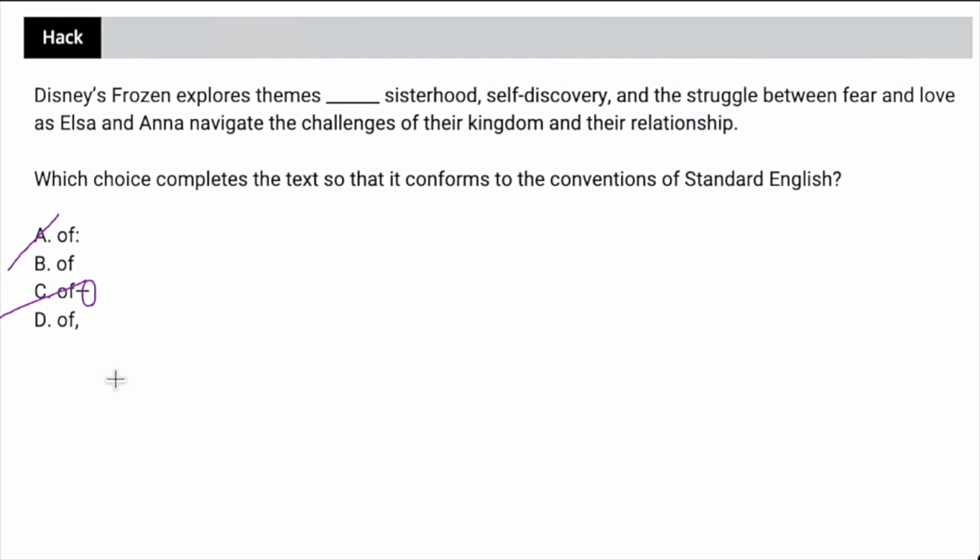And then between B and D, we have Disney's Frozen explores themes of sisterhood, self-discovery, right? We're listing things, but again, just because you have a list doesn't mean that it's a colon. You need to have an independent clause before that list if you're going to use a colon. In this case, the preposition of is introducing the list on its own. It needs no punctuation. This is going to be choice B.